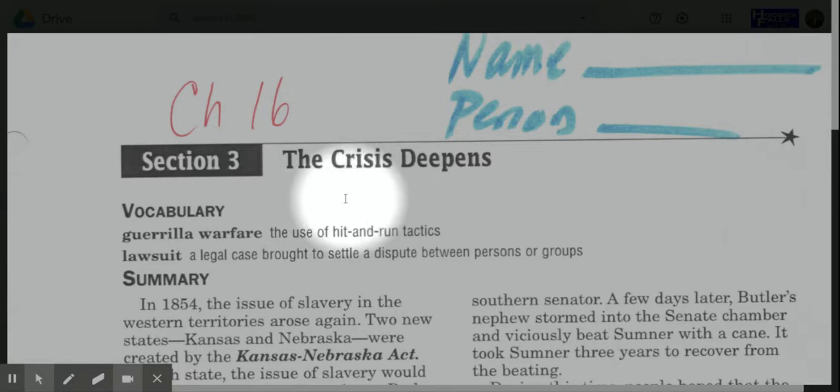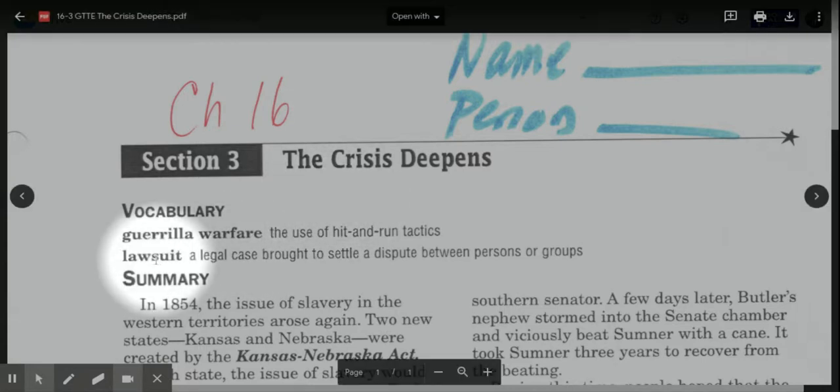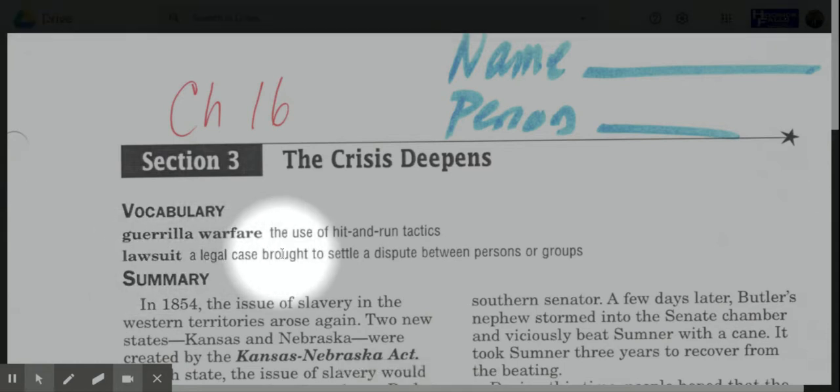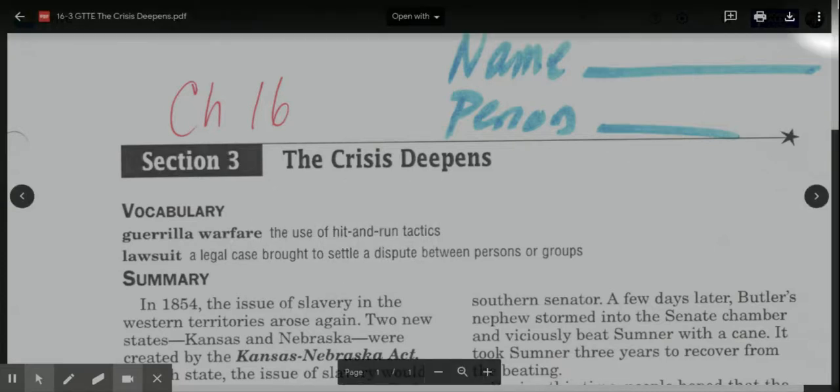Also, we're going to look at the term lawsuit. Lawsuit is a legal case brought to settle a dispute between persons or groups. So there's two of our vocab terms for this section: guerrilla warfare and lawsuit.